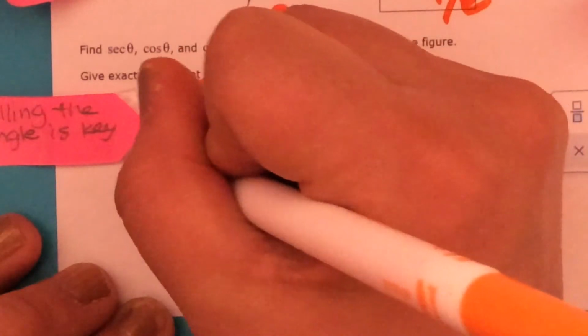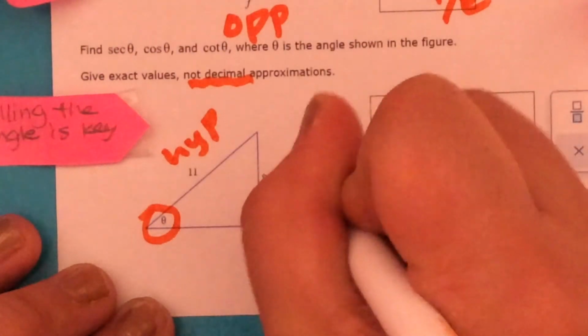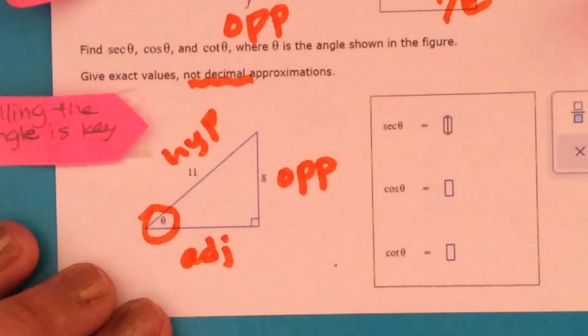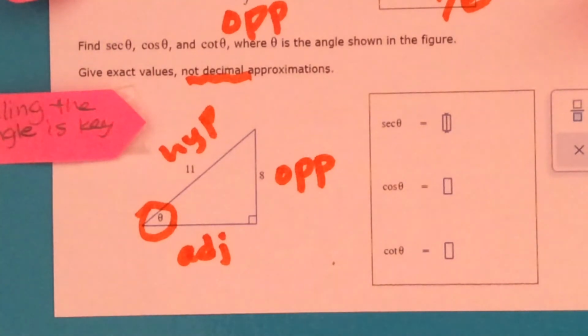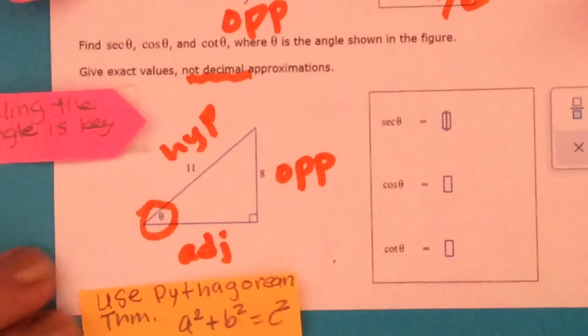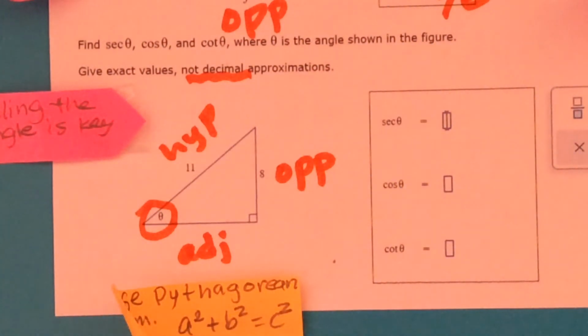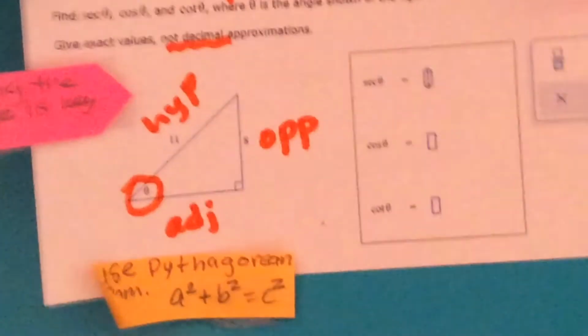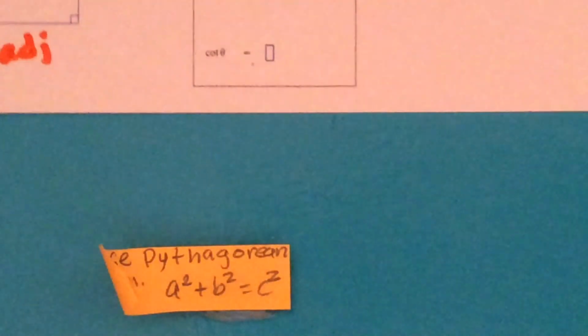So we know the hypotenuse, and we know the opposite, but we don't know what the adjacent side is. So to figure out the adjacent side, we have to use the Pythagorean theorem. So we're going to do that. And once you do that, let me use some more white paper here. We're using the Pythagorean theorem.